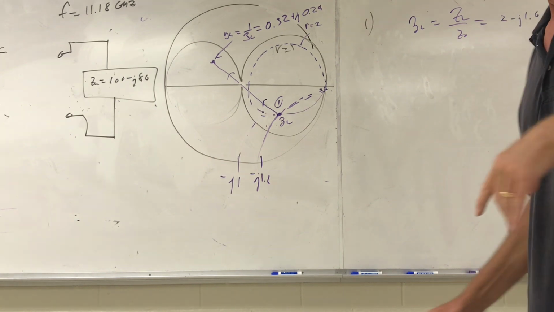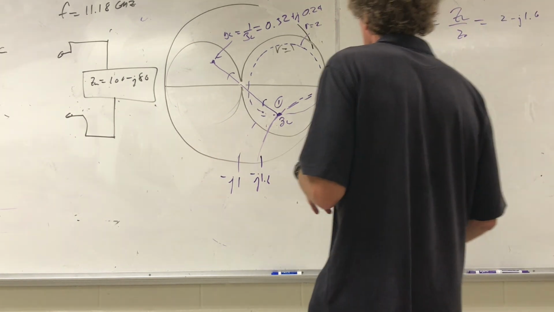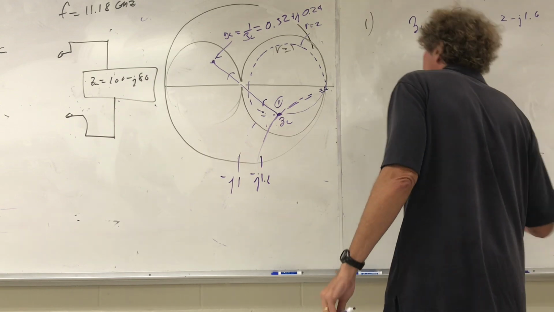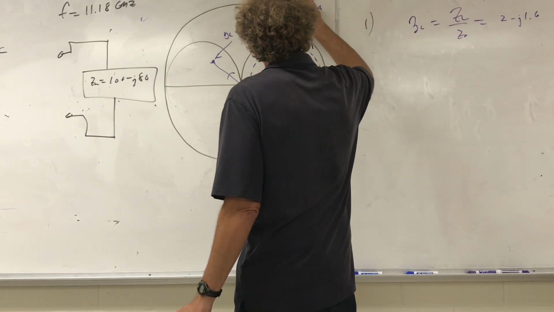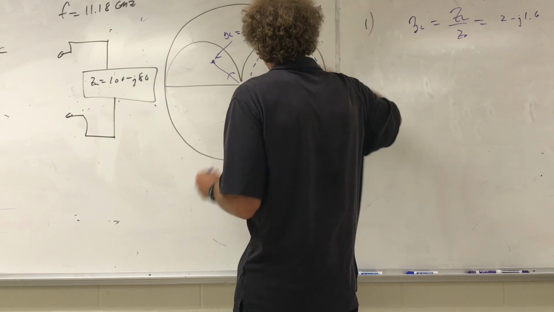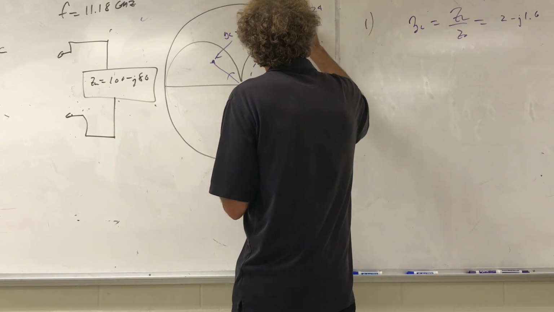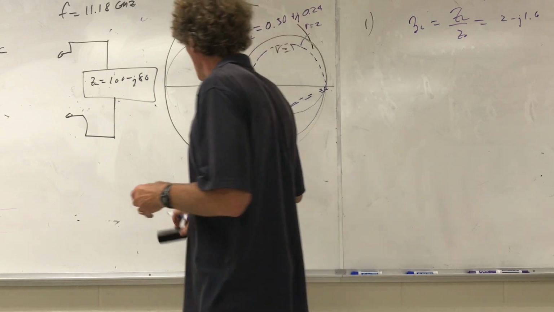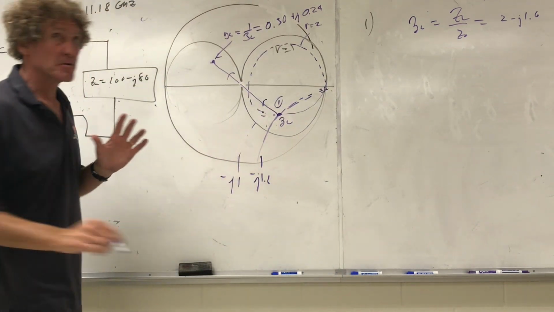Yeah. 0.3 plus J 0.24. All right, so 0.3, you were right, brother. Plus J 0.24. Okay, so that's the admittance domain, right?